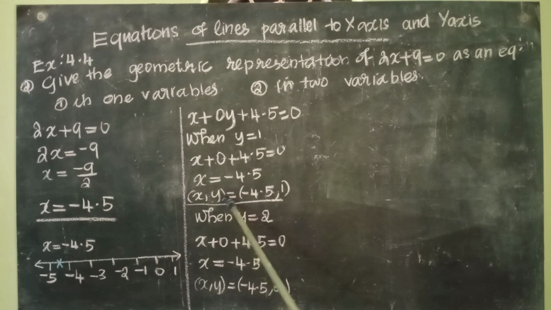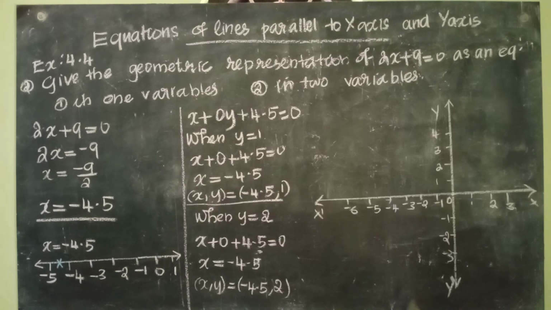Therefore, (x, y) equals (minus 4.5, 1). Then when y equals 2, we get x plus 0 plus 4.5 equals 0, x equals minus 4.5. Therefore, (x, y) equals (minus 4.5, 2). Now we can plot these points on the Cartesian plane. So I have drawn the Cartesian plane. We can plot the first point. It is (minus 4.5, 1).